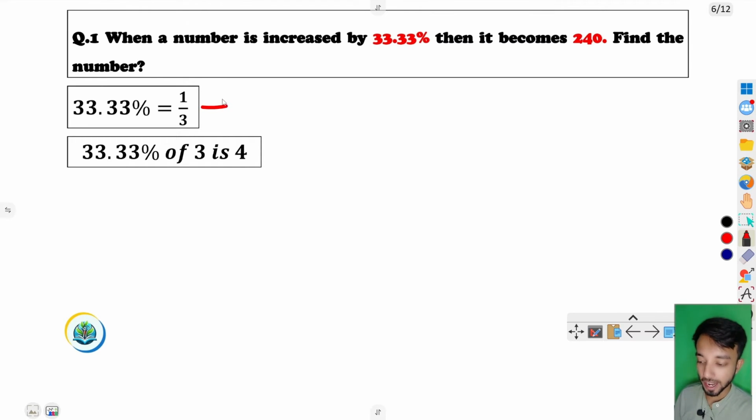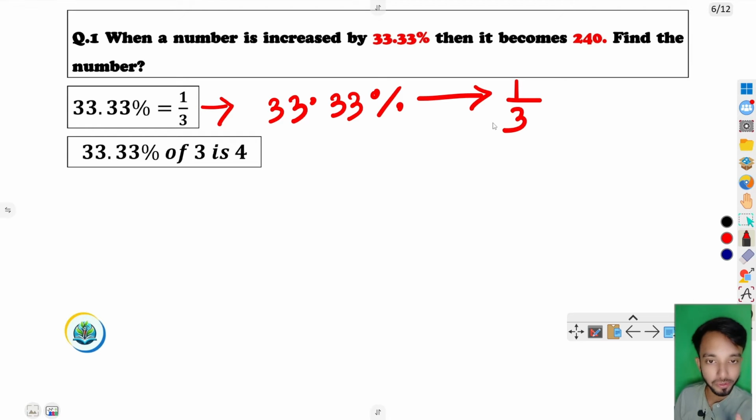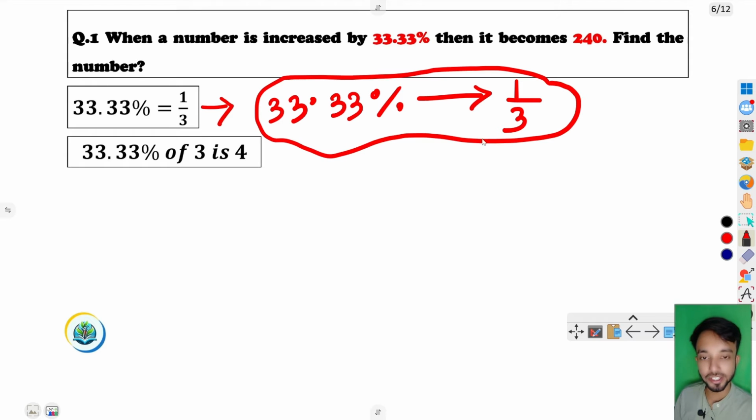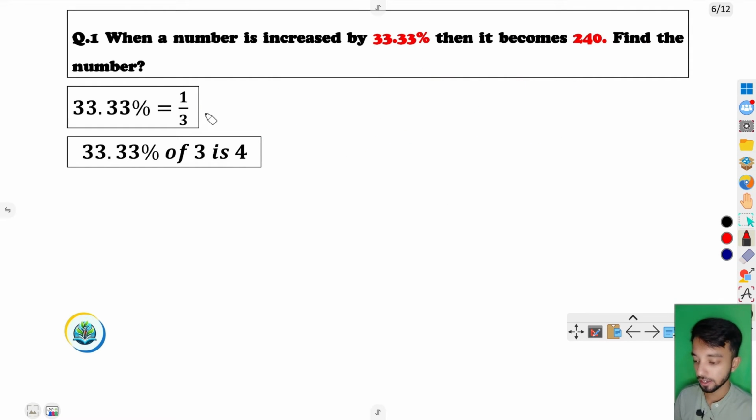Last class in part 1, I told you that 33.33% is equal to 1 by 3. I told you to remember this. Along with this, I even told you to remember the values of other fractions and their percentage values. Today we will see the application, right from this question. We know the value of 33.33% is 1 by 3. We learned it in part 1. Now you will see why we need to know this.